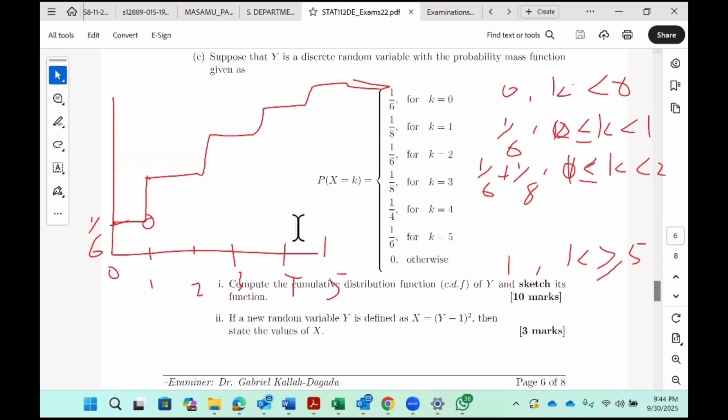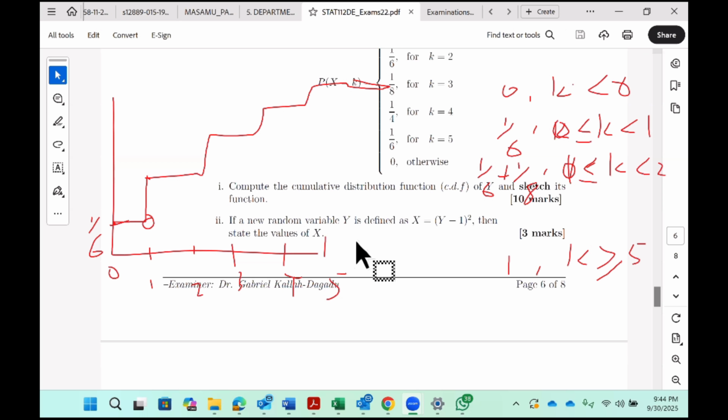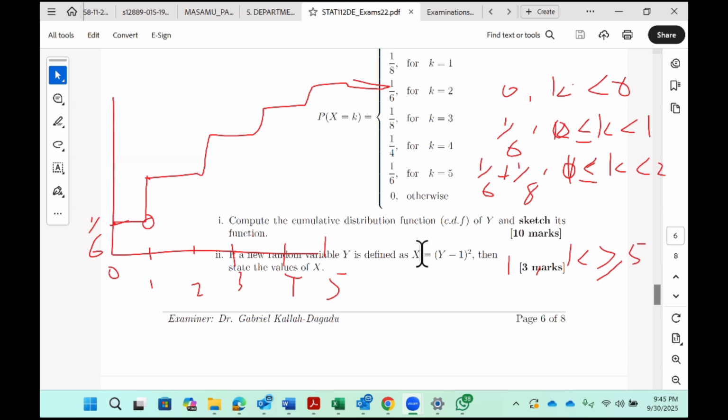Then if a new random variable X is defined as X equals (Y minus 1) squared, then state the values of X. So here you don't have any problem. Where you see X, oh, yeah.